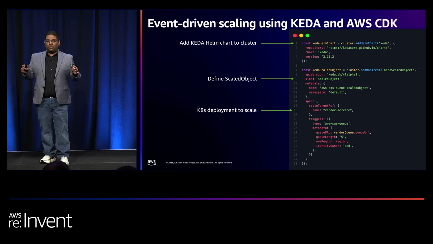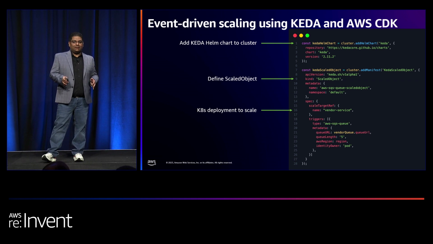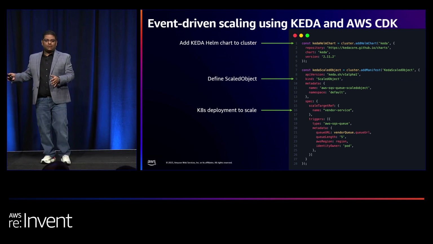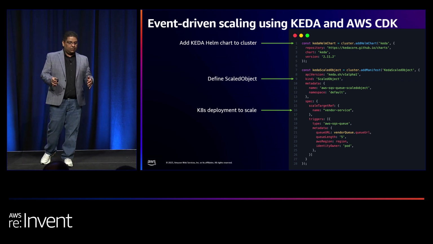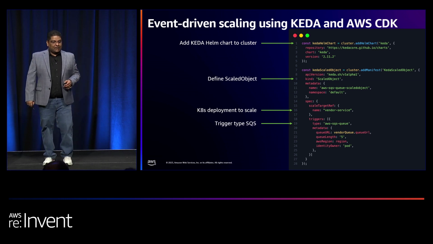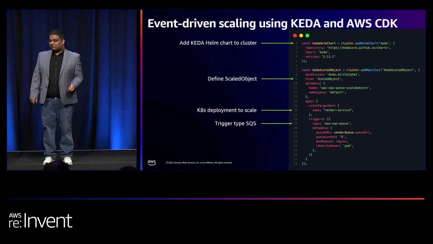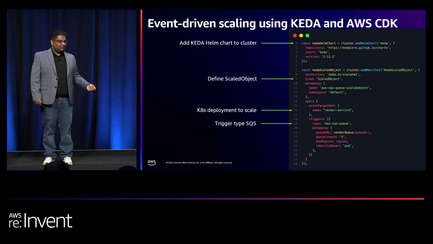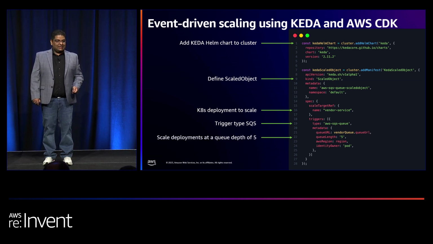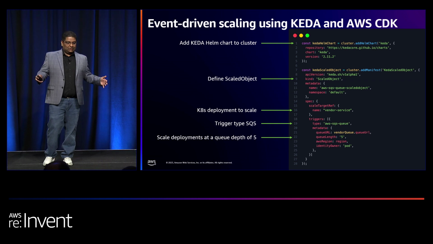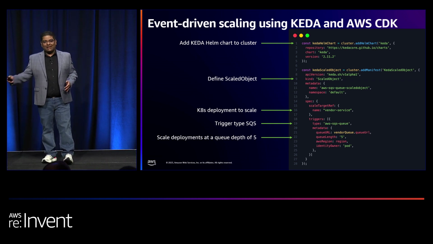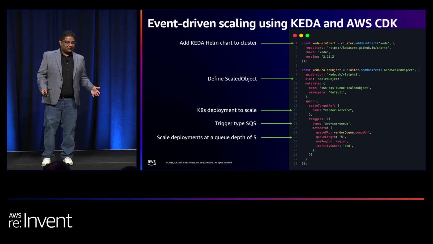So I say, once I define this KEDA scaled object, I want this deployment to be scaled up or down, which is vendor service. And my trigger is SQS. So the SQS that I had earlier, that is the trigger. On what trigger should I trigger this? Scale my deployments up or down if you see a queue depth of 5 messages in the queue. So you get event-driven scaling for EKS pods doing this.